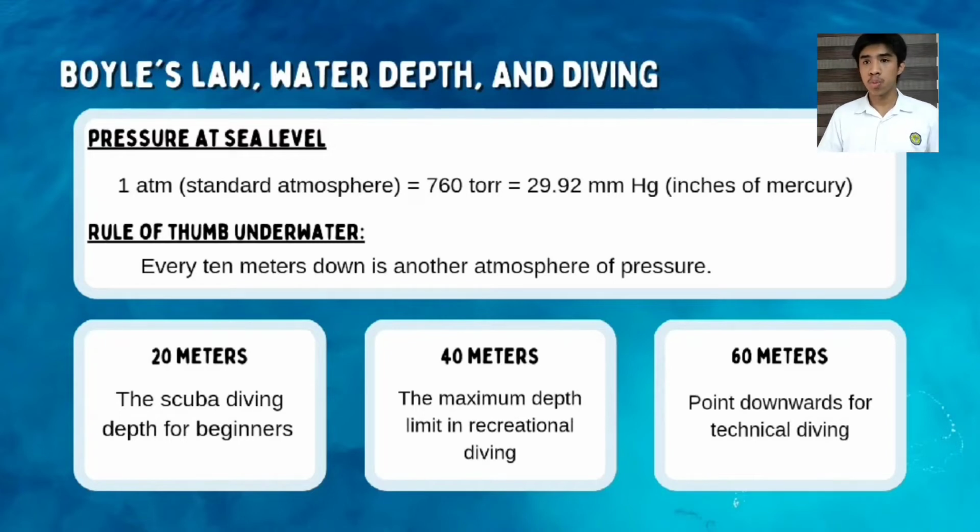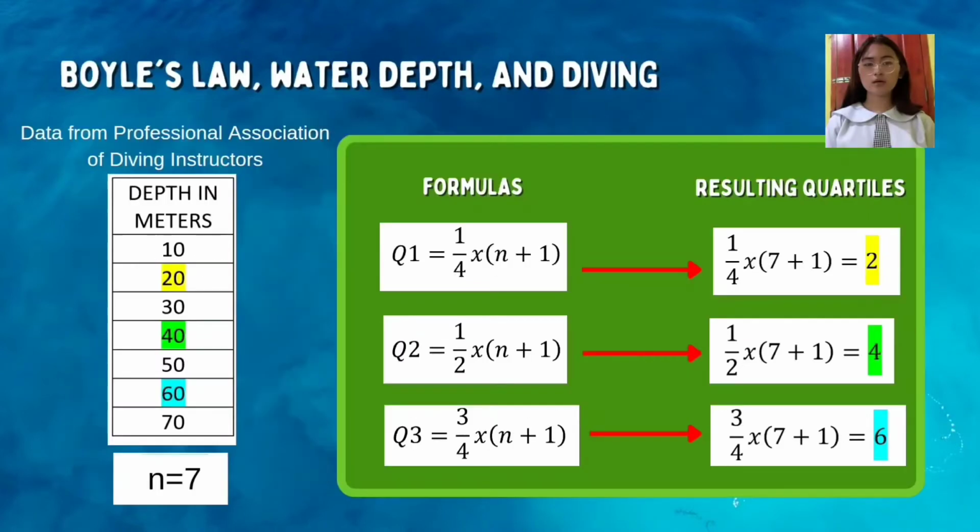Identified by Down to Scuba, 20 meters is the suggested diving depth for beginners, while 40 meters is the recommended maximum depth limit for recreational diving, and 60 meters and downwards for technical diving, or diving that exceeds the specified limits. This data of depth in meters on the right side is from the Professional Association of Diving Instructors.